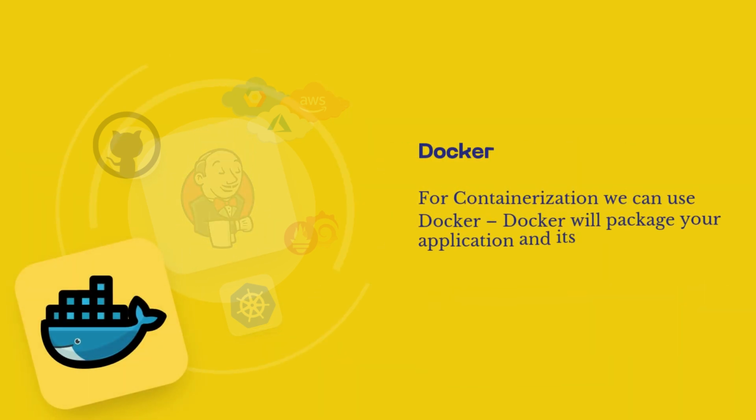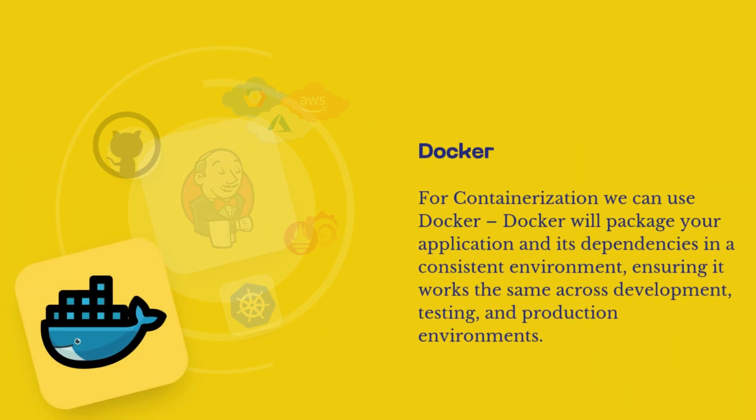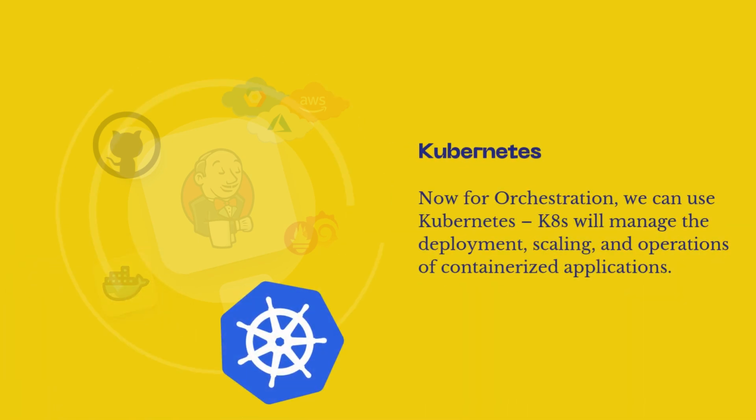For containerization, we can use Docker. Docker will package your application and its dependencies in a consistent environment, ensuring it works the same across development, testing, and production environment. Now for orchestration, we can use Kubernetes. Kubernetes will manage the deployment, scaling, and operations of a containerized application. We have a separate video on Docker and Kubernetes. Please do check that out.